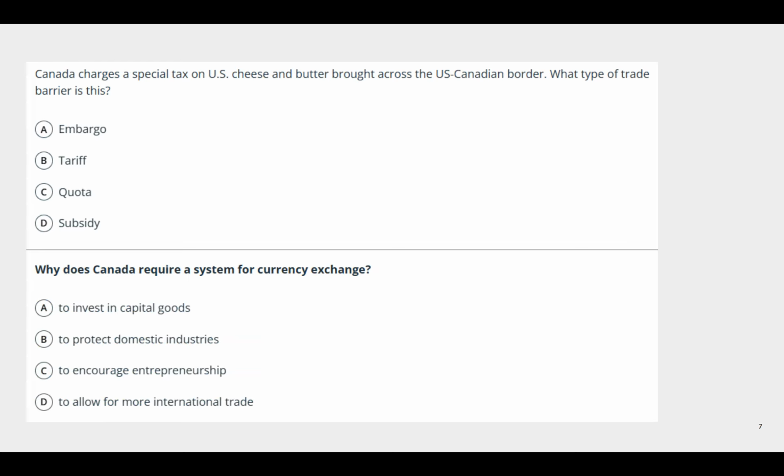Let's see. It says Canada charges a special tax on United States cheese and butter brought across the Canadian border. What type of trade barrier is this? It's talking about tax. That will be a tariff.